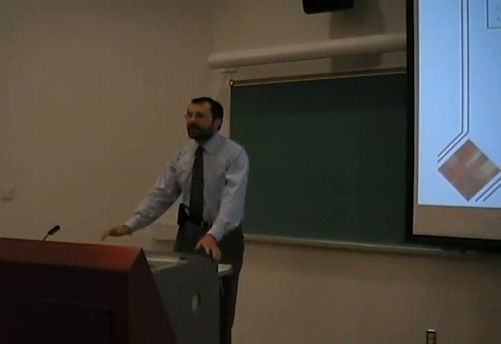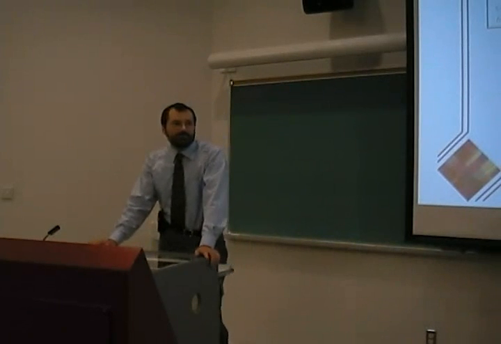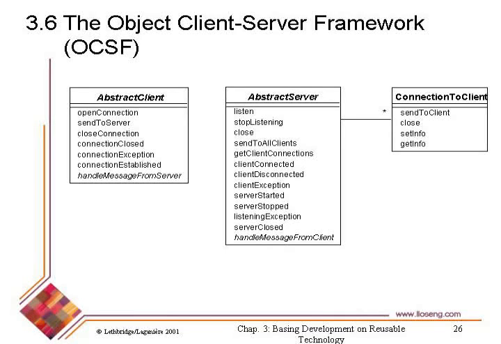There are three main classes in the framework. One class on the client side, AbstractClient, and two classes on the server side. The main class that you're going to be interested in is AbstractClient on the client side and AbstractServer on the server side. And you're going to, in fact, be creating subclasses of those and working with subclasses of those. But ConnectionToClient is a very important auxiliary class on the server side.